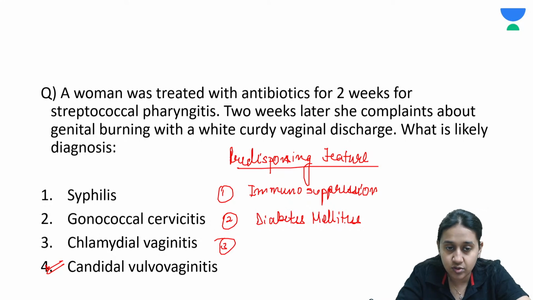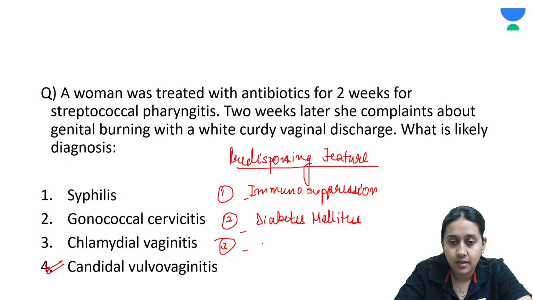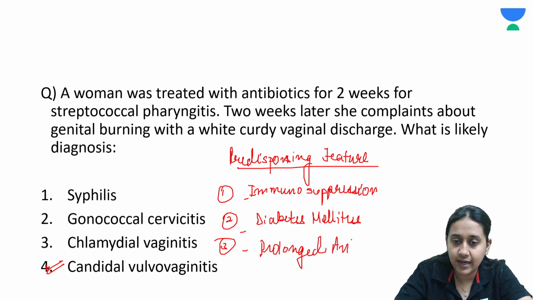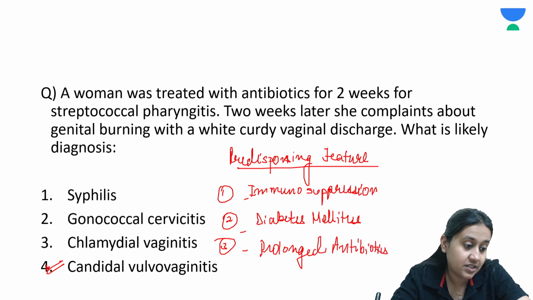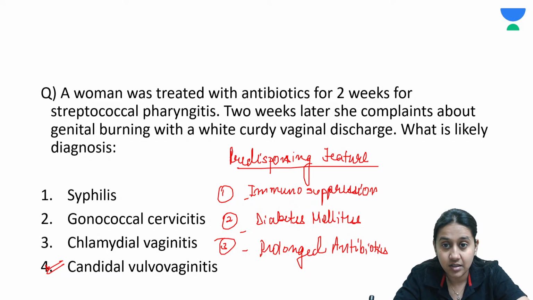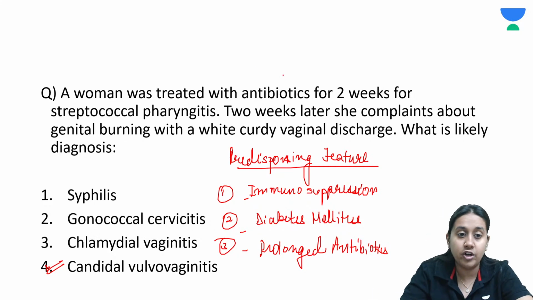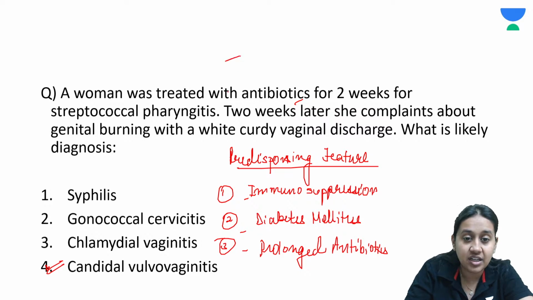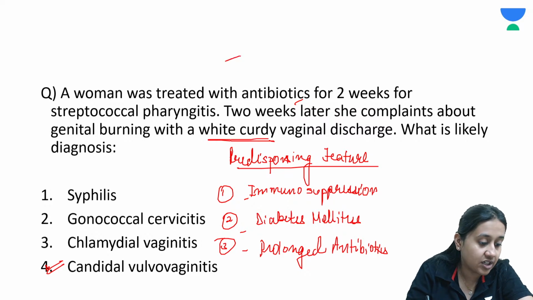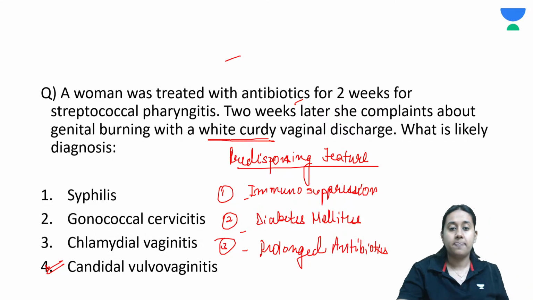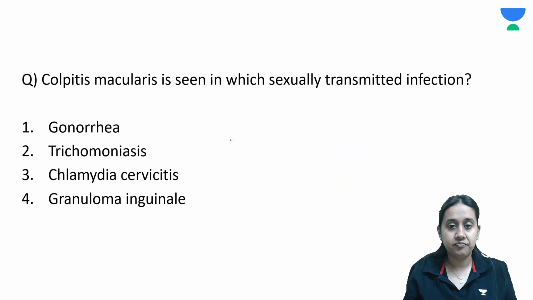And what else? It is also seen in those where you have prolonged antibiotic use. When you take prolonged antibiotic, what happens? The normal commensals also die. And when the normal commensals die, the problem starts. The pathologic organisms which are anyway present in these areas like candida, they start proliferating. And this candidal proliferation will then cause burning, itching as well as white curdy discharge.